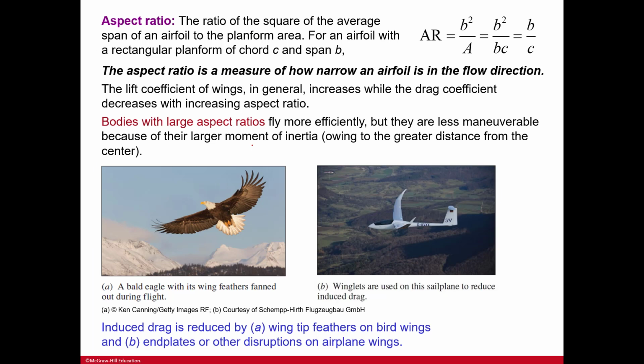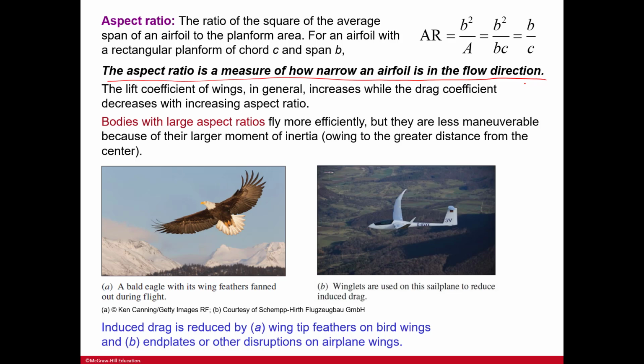So we do have an aspect ratio. That is the ratio of the square of the average span of an airfoil to the planform area. For an airfoil with a rectangular planform of chord C and span B, aspect ratio is a measure of how narrow an airfoil is in the flow direction. So this is what it is. It is a measure of how narrow an airfoil is in the flow direction.